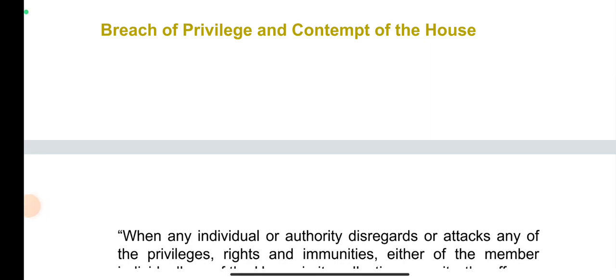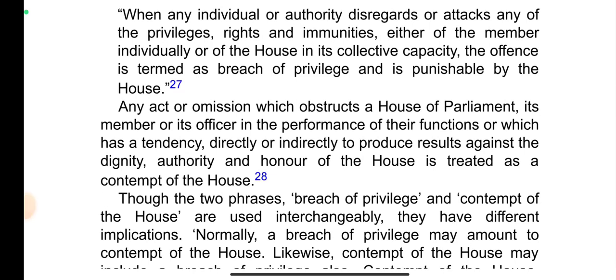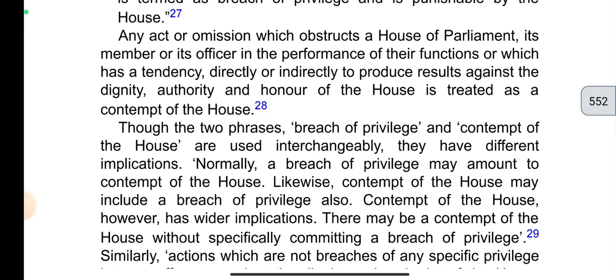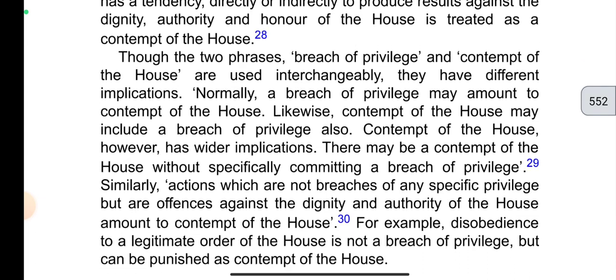Breach of privilege and contempt of the house. When any individual or authority disregards or attacks any of the privileges, rights and immunities either of the member individually or of the house in its collective capacity, the offence is termed as breach of privilege and is punishable by the house. Any act or omission which obstructs a house of Parliament, its member or its officer in the performance of their functions, or which has a tendency directly or indirectly to produce results against the dignity, authority and honour of the house, is treated as a contempt of the house.